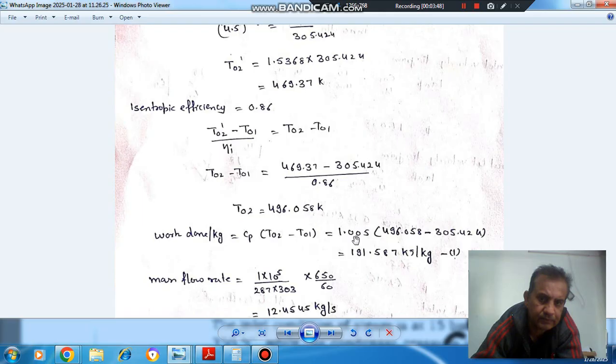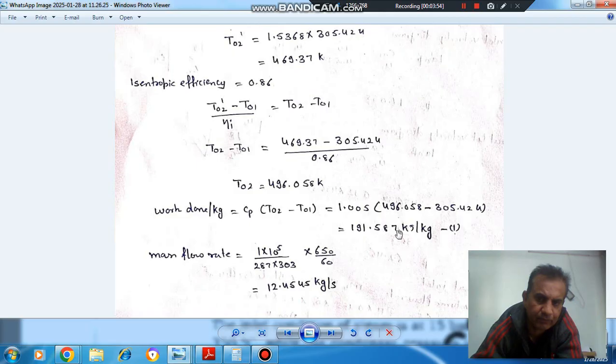So work done per kg is Cp into the stagnation temperature difference. That comes as 191.587 kilojoules per kg. Okay, so that is your work done per kg. And mass flow rate can be calculated by volume flow rate multiplied by density. The volume flow rate is given as 650 meter cube per minute, so per second it is divided by 60, and density is P by RT. P is 1 bar, R is 287, and T1 is 303. So that comes as 12.4545 kilogram per second.